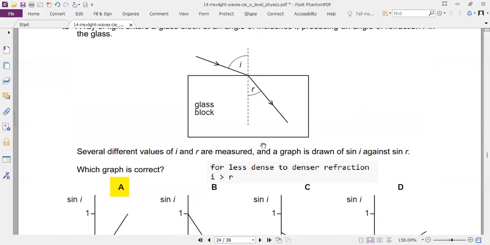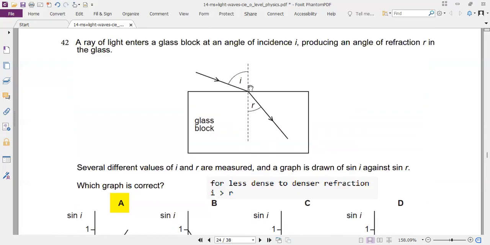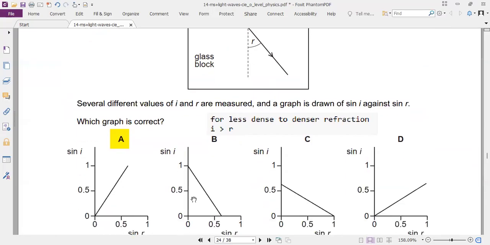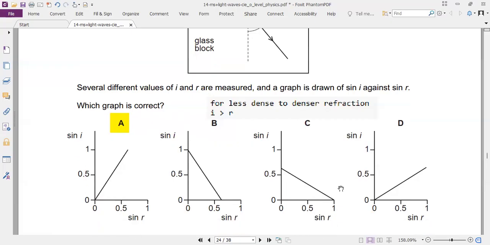When you increase, look at this diagram. You start from here, the ray coming at 0 angle of incidence goes at 0 angle of reflection. You increase the angle of incidence slightly, this ray will slightly move this way. So the angle of reflection will also increase. I will increase, r will increase. B and C show an inverse relationship, where I is decreasing and r is increasing. Reject this. Now look at A and D.